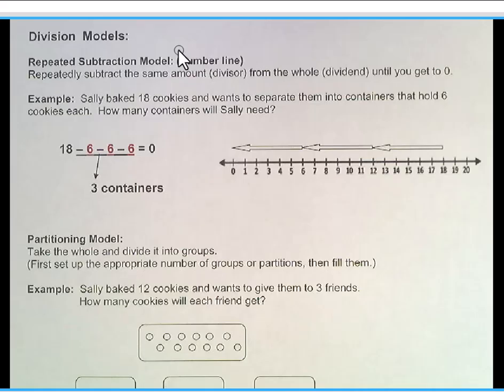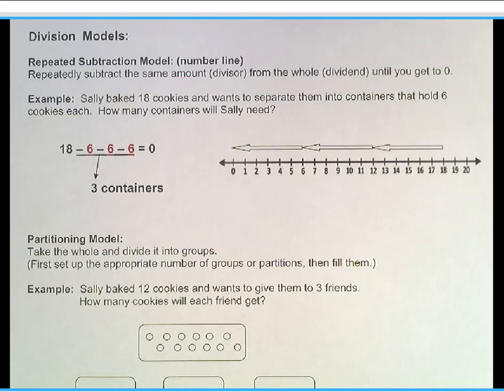So one of the first ways that you can show how to model division is using a number line. And this is something that I expect you to know how to do. I expect you to be able to draw it or see one drawn and know what's being modeled. But sometimes students have trouble with this, and I'll explain as we go.